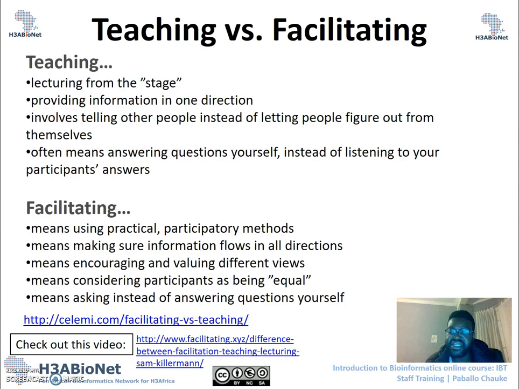And I think a good facilitator is able to make students, or participants, feel and know that they're equals, that although yes, they're not teaching assistants and they don't have the knowledge in bioinformatics, their views matter, their questions matter. It means asking instead of answering questions yourself.